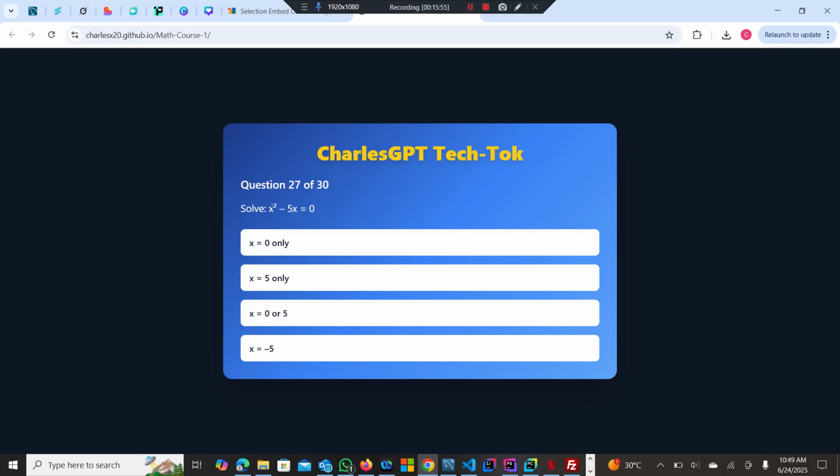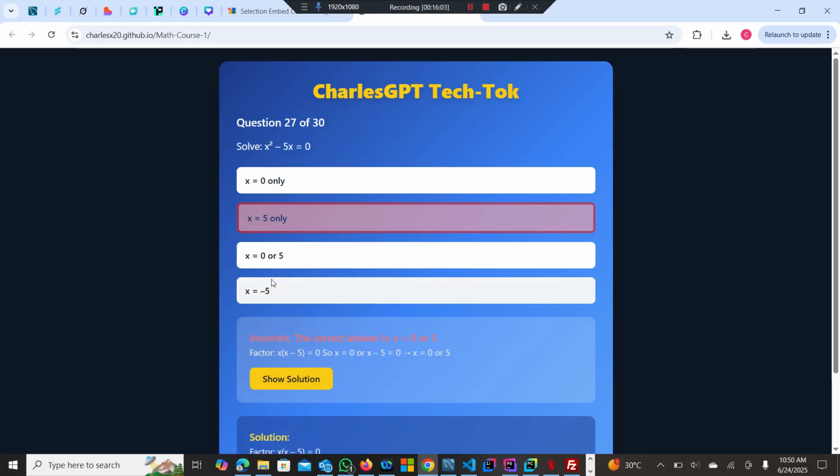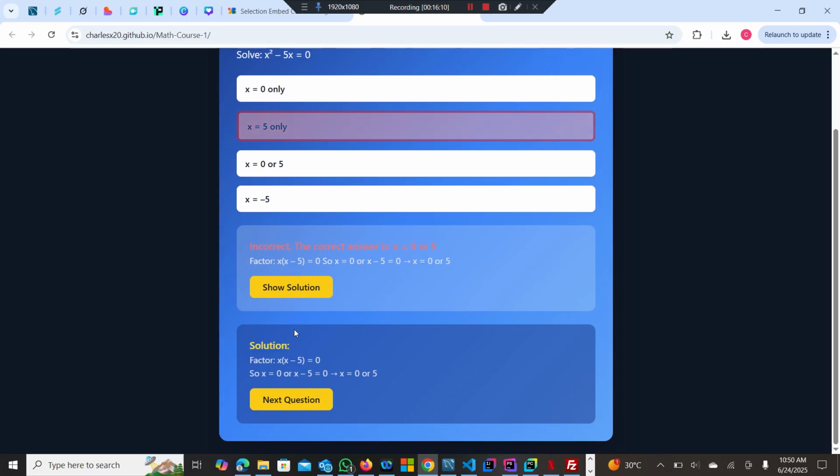So what's x? x can be... x is 5 only. Let me try 5 only. Wrong. Okay, x is 0 or 5, so the correct answer is 0 or 5. So see the solution, a little bit of solution I gave you guys here.